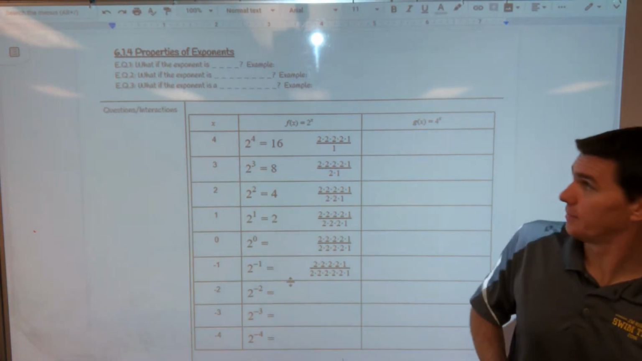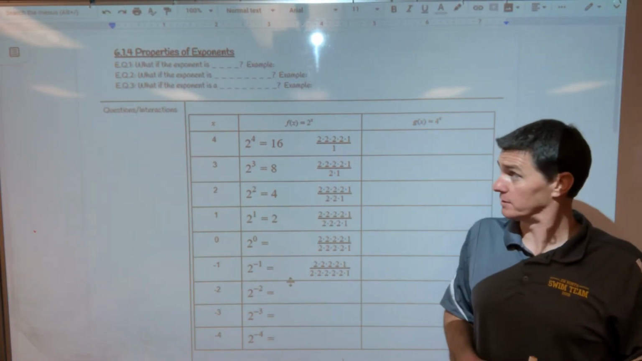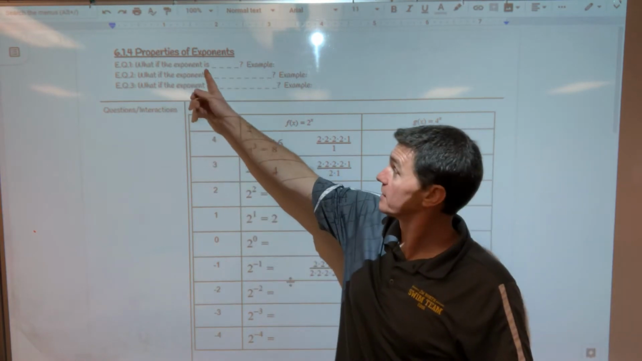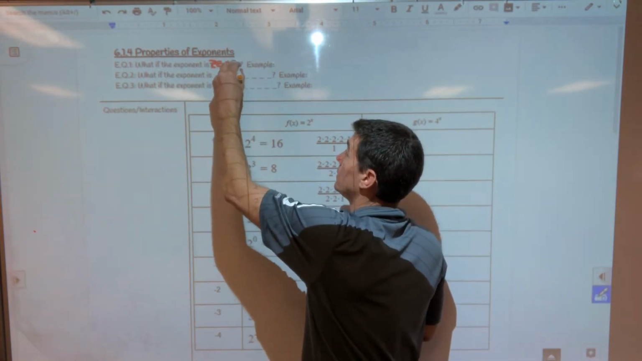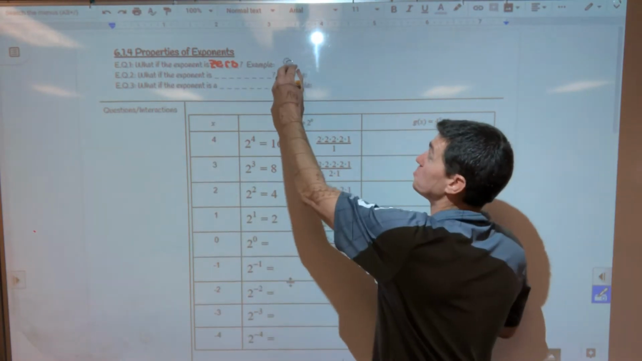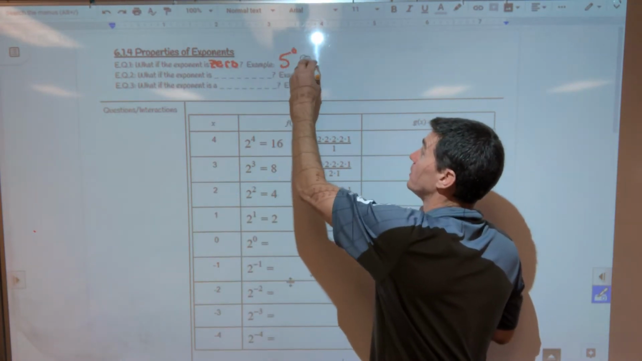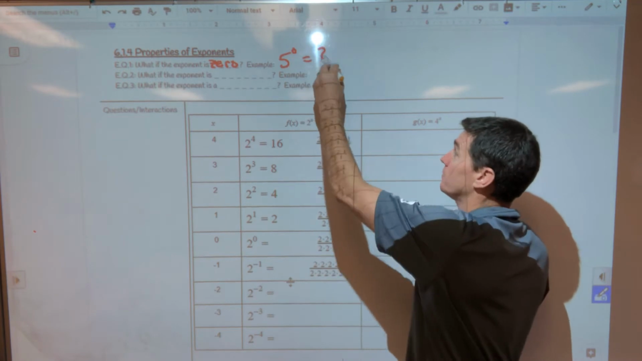All right, let's talk about the properties of exponents. Specifically, what if the exponent is 0? For example, 5 to the 0th equals what? What does it equal?